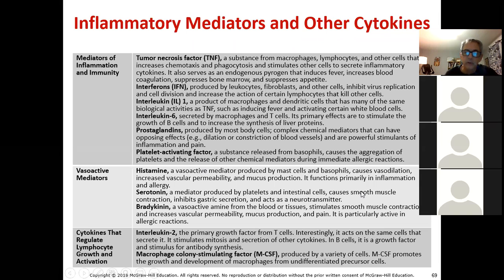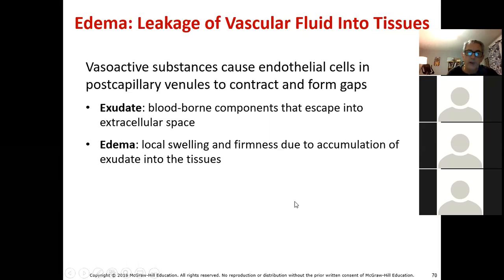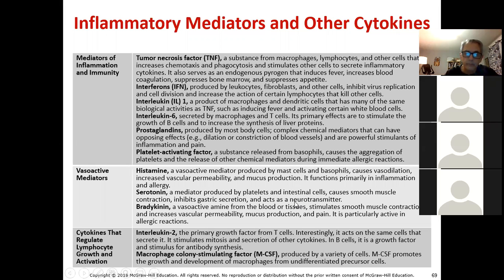Serotonin causes the smooth muscles to contract, inhibits gastric secretion, and it's also a neurotransmitter. Bradykinin, another vasoactive amine, stimulates smooth muscle contraction, also results in vascular permeability, mucus production, and pain. It's particularly active in allergic reactions. Another interleukin involved in growth of T cells.